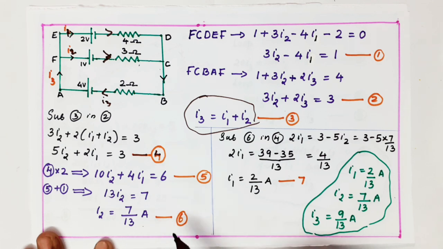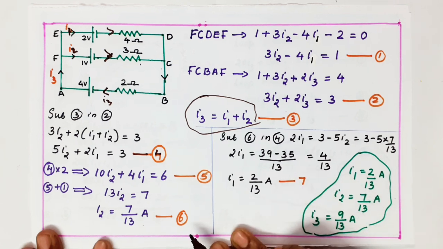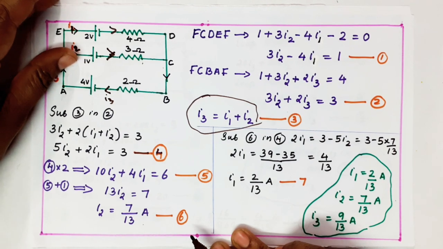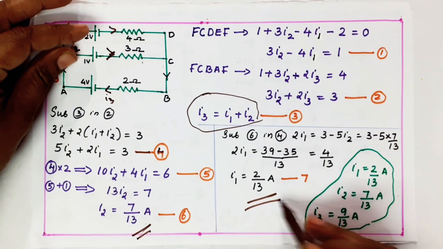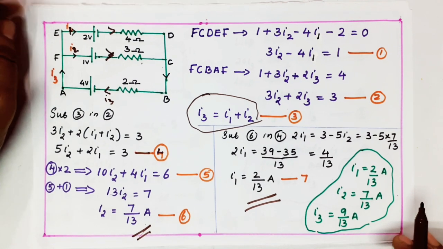After getting I2, substitute the value of I2 in equation number 6, and we get the value of I1. I get a value as I1 equals 2 by 13 ampere. So, I got I2, I got I1. I3, we know that it is the sum of both. So, one is 2 by 13, the other one is 7 by 13, meaning the total current is 9 by 13.